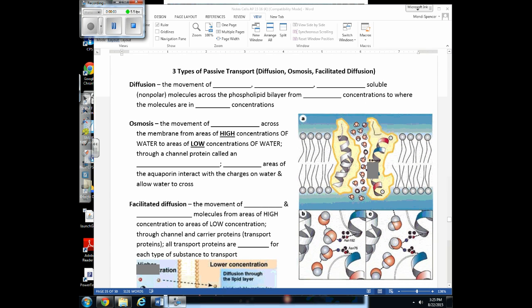Okay, let's summarize what we just talked about on that previous diagram. So diffusion is the movement of small, uncharged, lipid-soluble substances or nonpolar substances across that phospholipid bilayer from areas of high concentration to where those molecules are in areas of low concentration. Osmosis is the movement of water across the membrane from high concentrations of water to low concentrations of water, and that channel protein that allows for that is called an aquaporin.